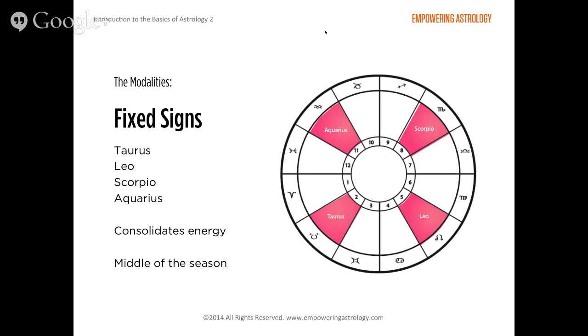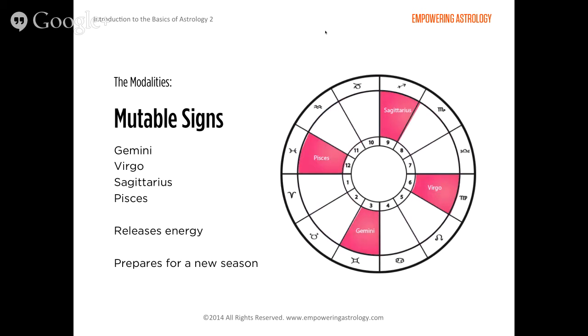Fixed energy has a reputation for being quite stubborn. Cardinal signs are really great at getting things started. Sometimes they don't always follow through. Fixed energy is really good about holding the path, getting things done. Sometimes they can be a little stubborn and a little unmoving if you need to get them to embrace new ideas. So moving along to the mutable signs.